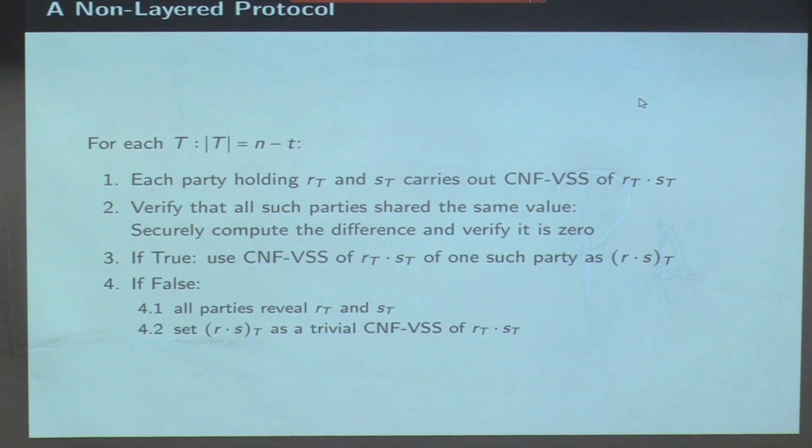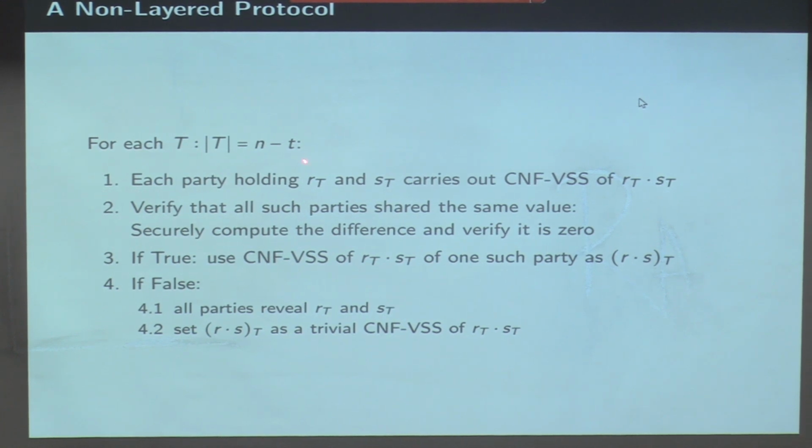So now at this point we can kind of get an intuition about how to move from a non-layered protocol to a layered protocol. It's all the tricks that we saw previously. But here there is an extra catch that we need to worry about.